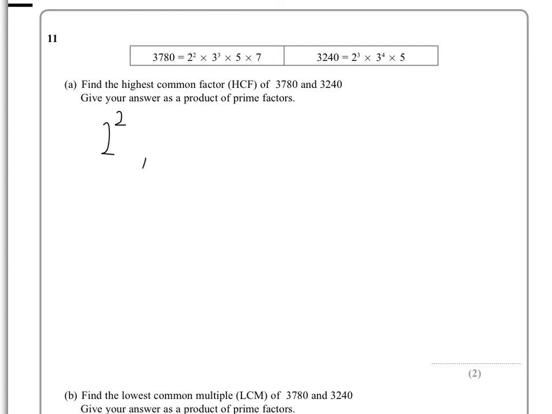What else is common in both? Well, I've got a 3 to the 3 on the left hand side, a 3 to the 4 on the right hand side, so at least 3 to the 3 is common. On the left I've got a 5, on the right I've got a 5, therefore that 5 is common. On the left I've got a 7, I haven't got it on the right, so that's it.